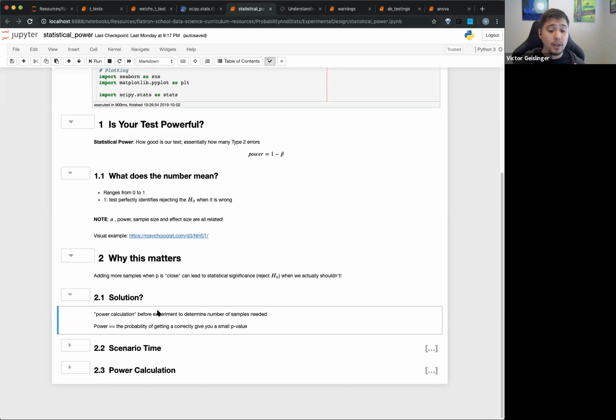Essentially you say, okay, we need a power of this level, usually 0.8, and we want an alpha level of this, usually 0.05. And then you usually ask, what is the expected effect size, or what's the effect size that would make it worth it for us to actually make a change?